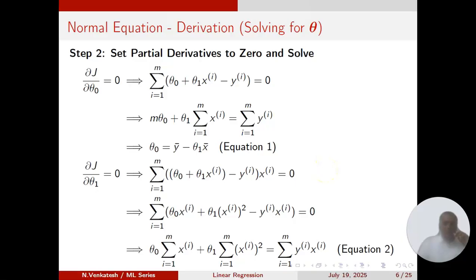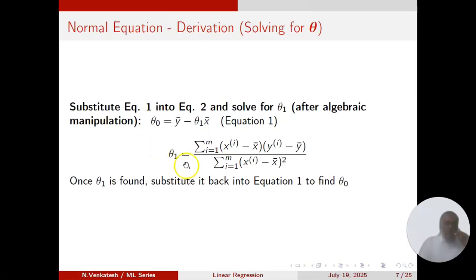and then simplify, we'll get theta 1 as sigma i equal to 1 to m (xi minus x bar) into (yi minus y bar) by sigma i equal to 1 to m (xi minus x bar) whole square. And if you substitute this one into equation 1, you can find out theta naught.